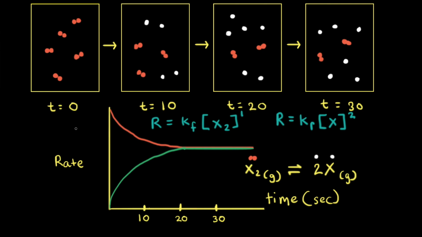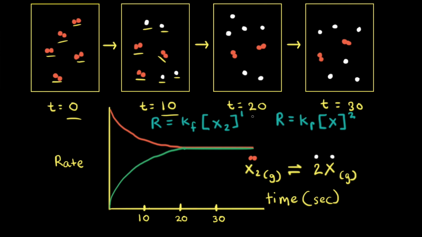Next, let's look at these particulate diagrams and think about what happens for the forward reaction. So we start at time is equal to 0, and we start with only X2. So here are 5 particles of X2. If we wait 10 seconds, now we've gone from 5 particles of X2 to only 3 particles of X2. So overall, 2 of those particles of X2 have turned into X, and so there are 4 particles of X in this second particulate diagram.